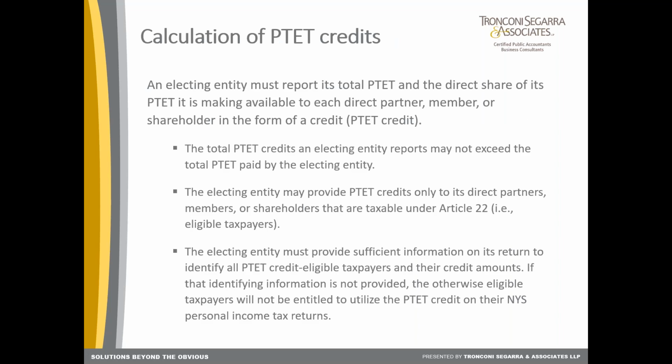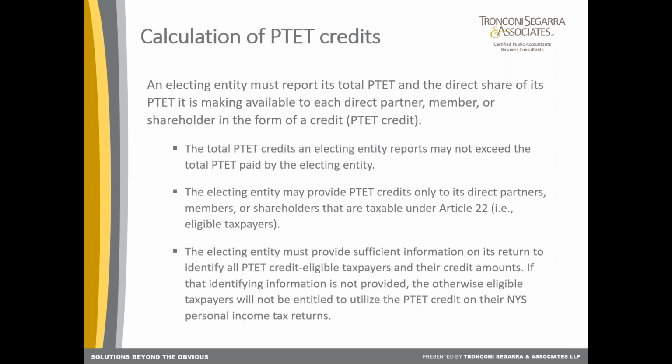Calculation of the PTE credits. An electing entity must report its PTE and PTE tax and direct share of its tax it is making available to each direct partner, member, or shareholder in the form of a credit. Total PTE credits an electing entity reports may not exceed the total PTE tax paid by the electing entity.